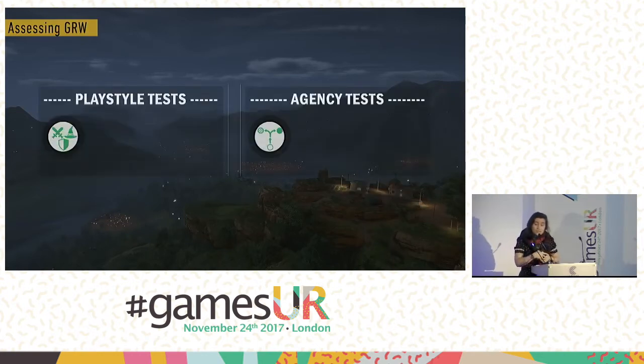Then we conducted micro tests, which were our second type of test. We conducted a micro test with playstyle and a micro test with agency, trying to find actionable insights within these topics. For instance, we focused on the stealth style, and our user research questions were: was it supported by the game, and if not, why?